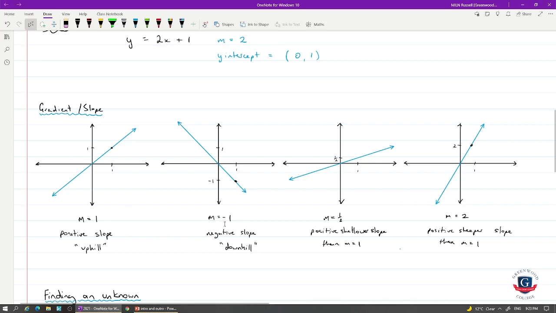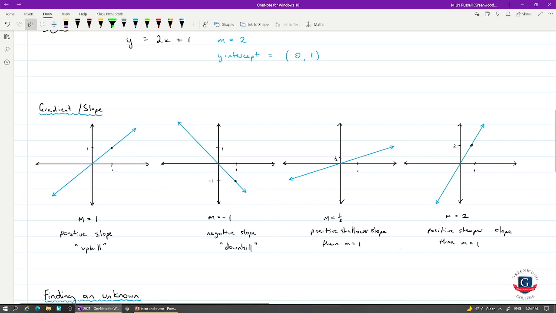If m was negative 1, if this value in the equation was negative x, or just the negative part, it would be going in the opposite direction. It would be going this way. Or if we were going from left to right, we think about it as going downhill.